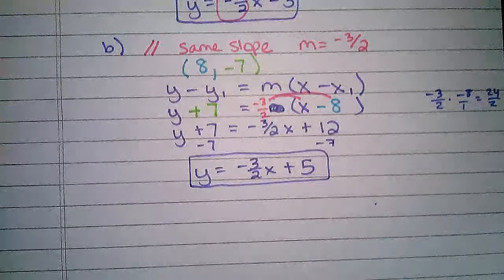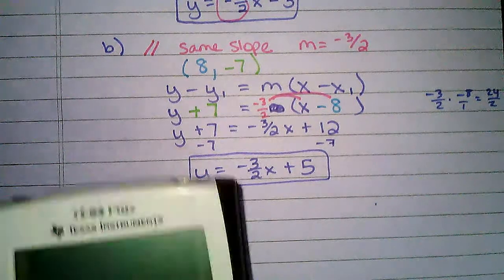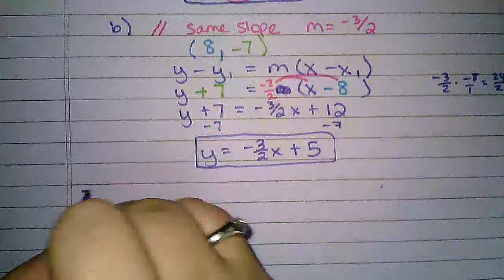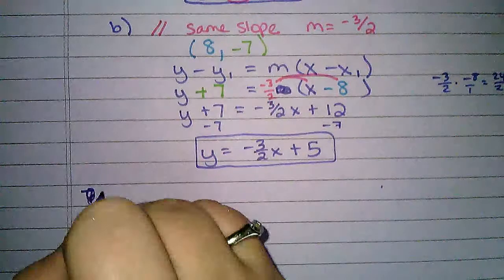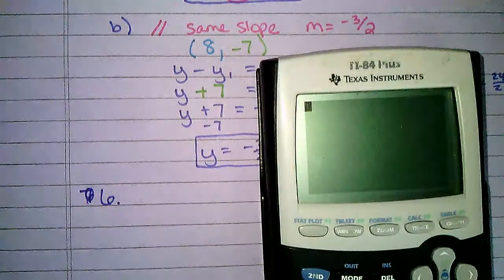Okay, 6, make a scatter plot. Okay, so I had a little note to myself that I needed a graphing calculator, and so I grabbed one. Hopefully you have one too. So here is for number, no, not 7 yet, 6. Number 6, we need to make a scatter plot.